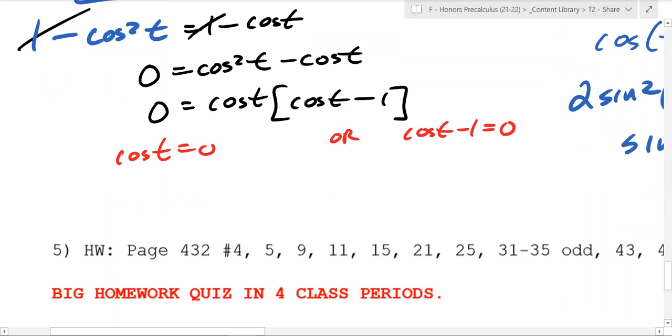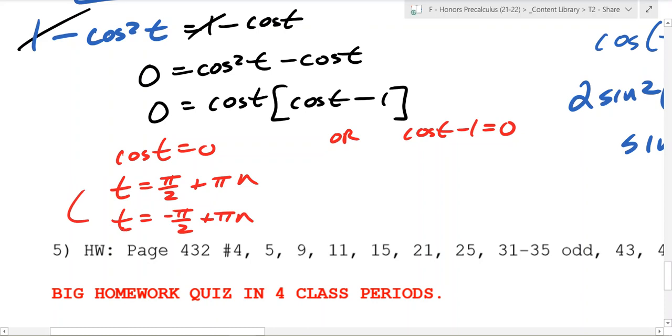And this is going to be right here when t is equal to pi over 2 plus pi n. You can do this because you know it overlaps a little bit, so you can do both. I mean, cosine inverse of 0, the cosine of what is 0, it's pi over 2 and negative pi over 2. But if you write both of these out, they actually overlap, so you can write it as 1. But then over here, you get cosine of t is equal to 1.